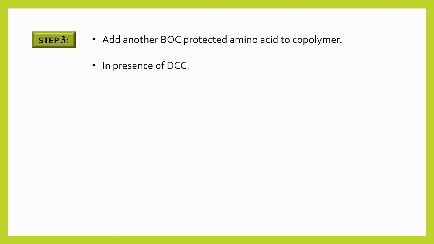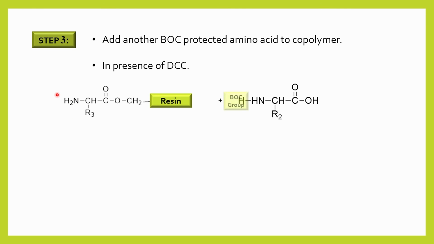The next step, which is step 3, is add another Boc-protected amino acid to the copolymer. So when we have this deprotected amino acid, it is free to react, and we would react it with another Boc-protected amino acid. Now we have to protect it with the Boc group so that NH2 and COOH in the same molecule do not react together. Now we can see that the NH2 is free to react with the C-terminal of the Boc-protected second amino acid we want to include in our peptide.